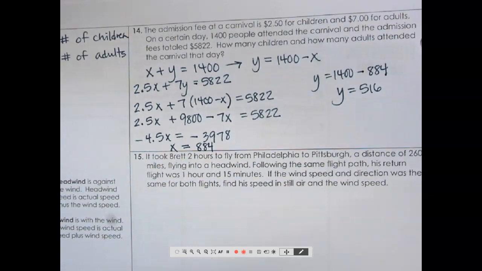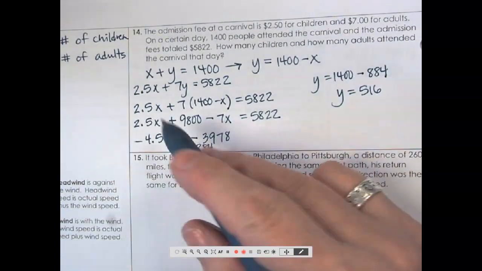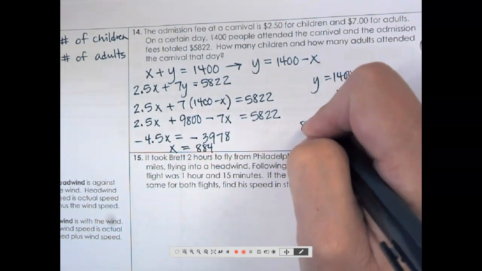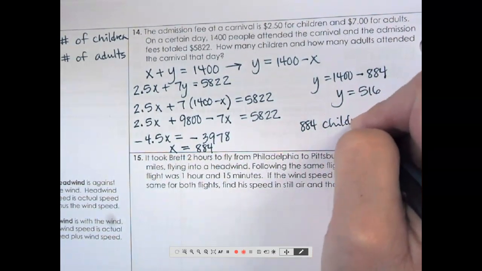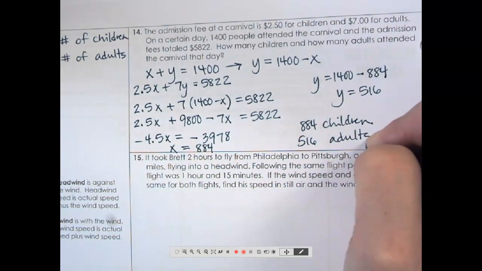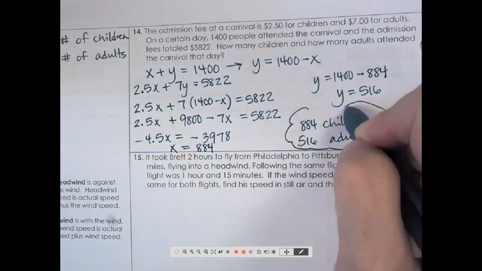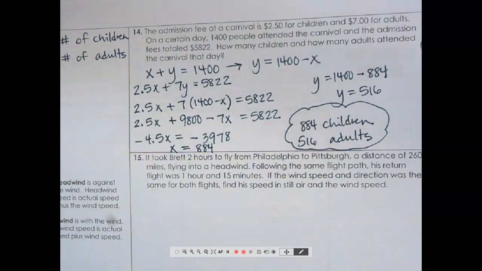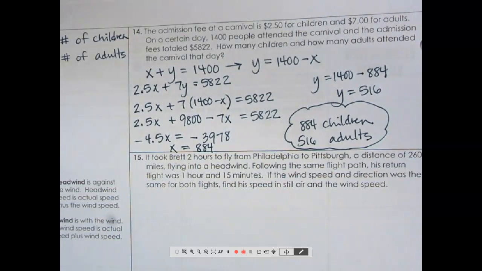All right, so then put that in context. Since I let X be the number of children, I have 884 children and 516 adults. Okay, there's some of your work, so I'll give you a chance to finish up. Make sure you get the same thing. Are we good? Any questions?